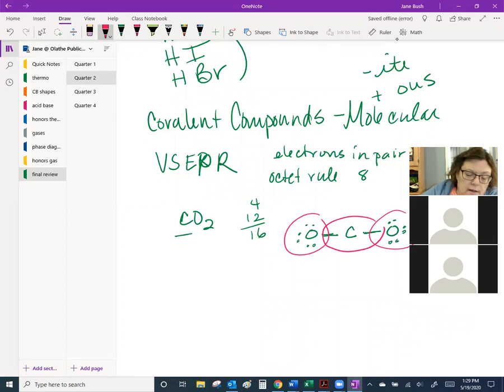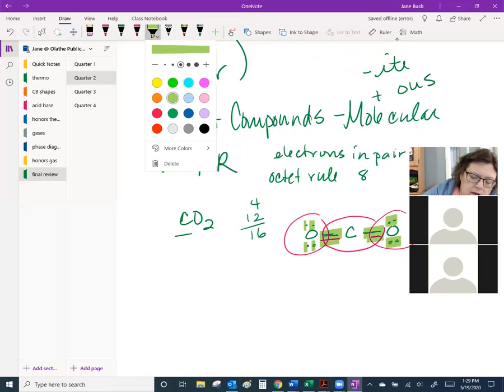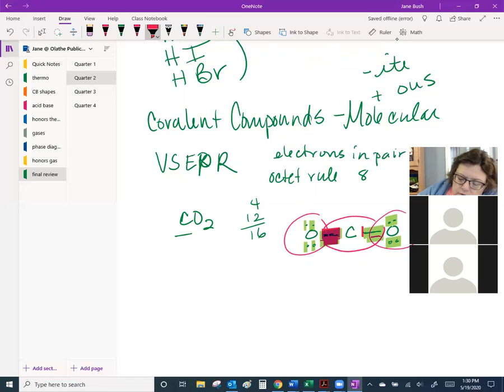So we need more electrons. So we're going to move these electrons. I'm going to move these 2 over, and I'm going to move these 2 over. Now we count, I'll use a highlighter to count, 1, 2, 3, 4, 5, 6, 7, 8. Different color for my carbon. 2, 4, 6, 8. Everybody has 8.